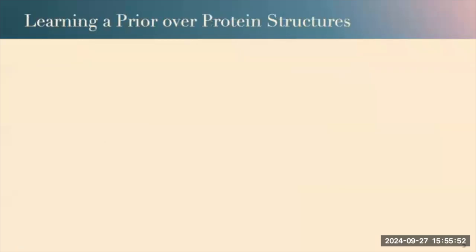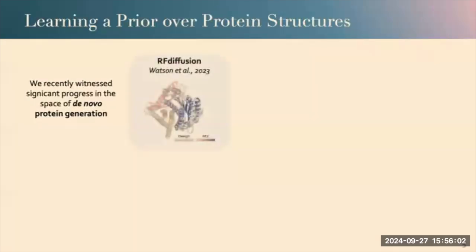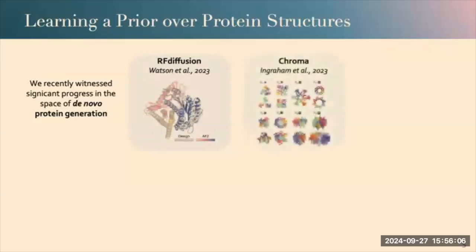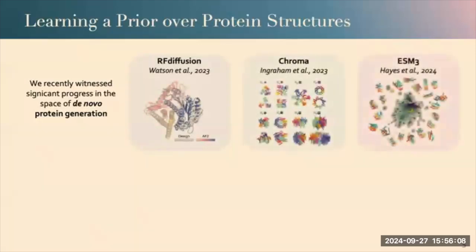If we now look at how this prior distribution has been captured recently, we have recently witnessed significant progress in the space of de novo protein generation. This is exemplified by algorithms like RF diffusion, Chroma, ESM3. They all are trained on a data set of protein structures, and they enable unconditional generation, meaning sampling new structures that are supposed to be sampled from the same distribution.